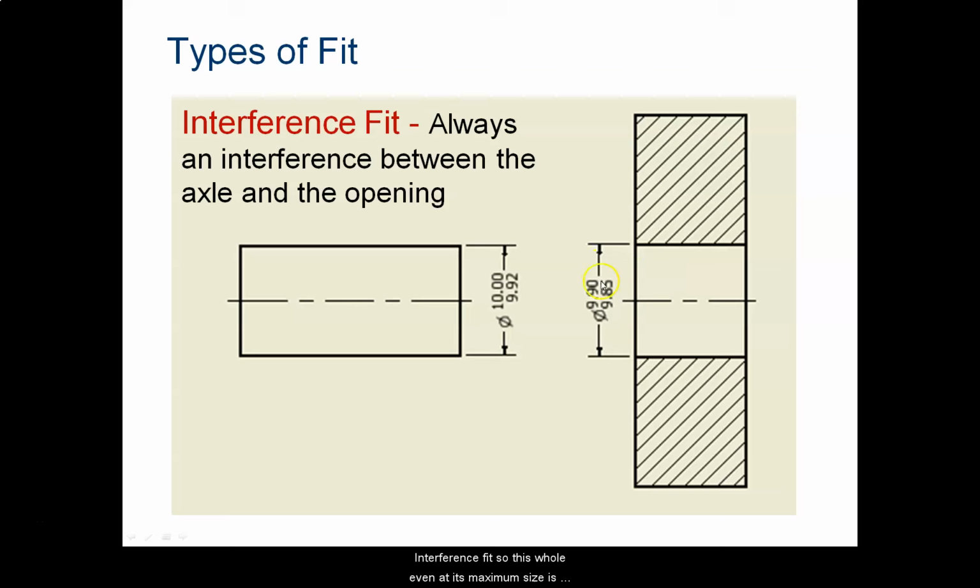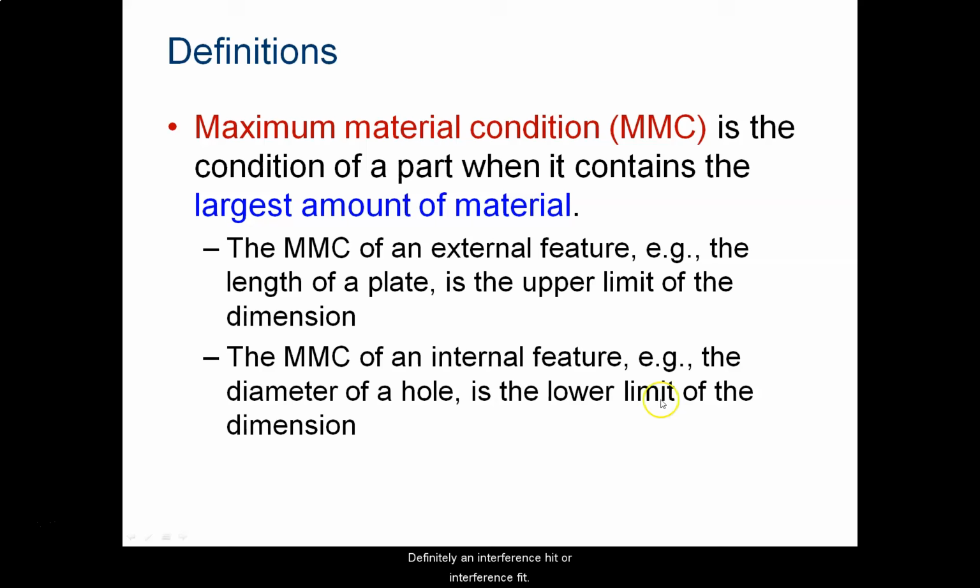Interference fit. So this hole, even at its maximum size, is 9.99, and the minimum size of the rod is 9.92. Now, if you try to fit them together, it's not going to work. The rod is bigger than the hole, so it would probably result in crushing. Think of an axe handle, those kinds of things. It has an interference fit where the handle won't come off, partially because you hit the end of the handle and make the wood expand, but it's definitely an interference fit.